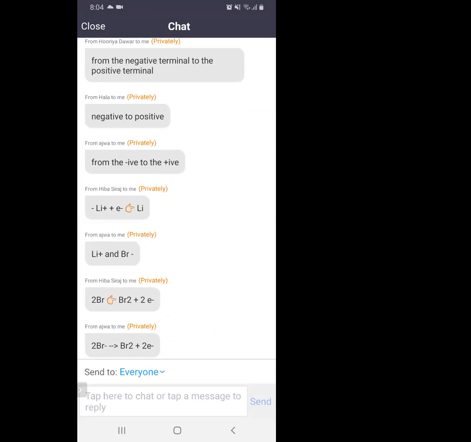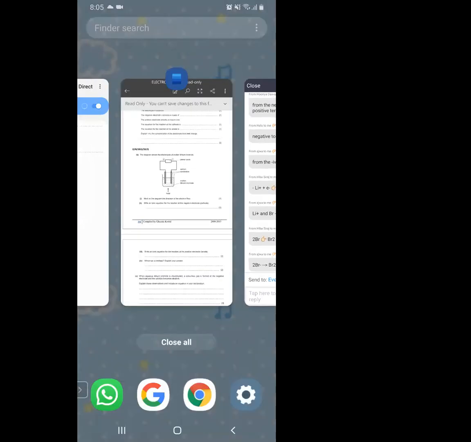Do you guys want me to explain how to write these equations, or do you know it? You're good. Okay, if anybody wants me to explain how to write these equations, then please let me know through the chat window.